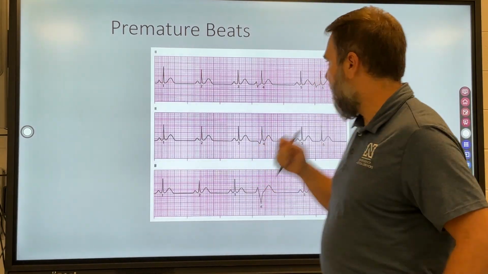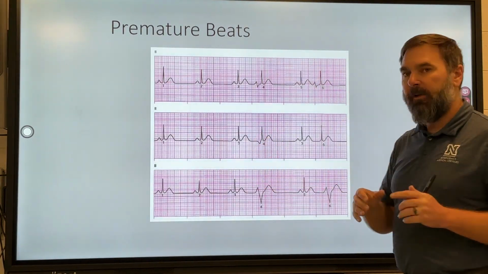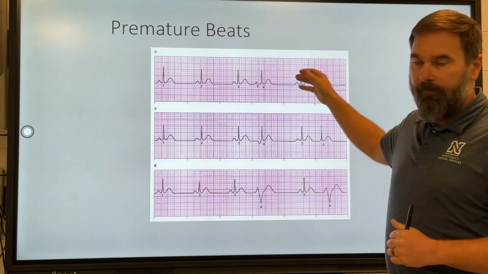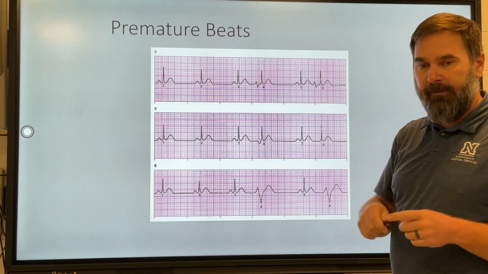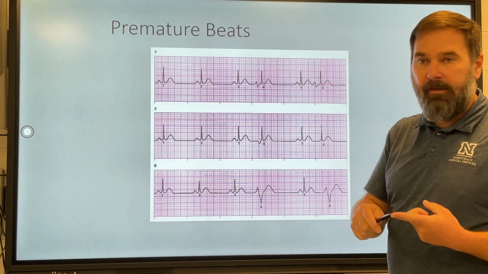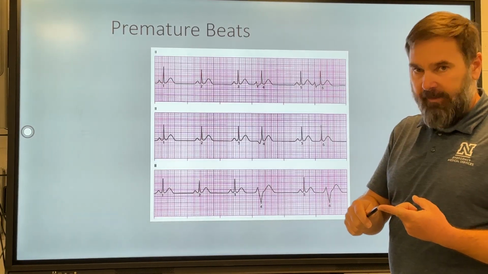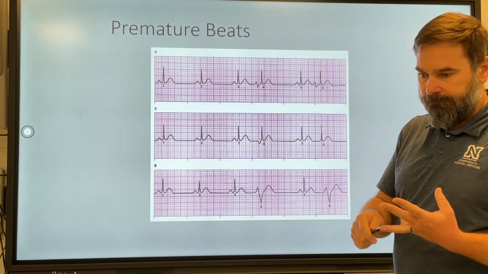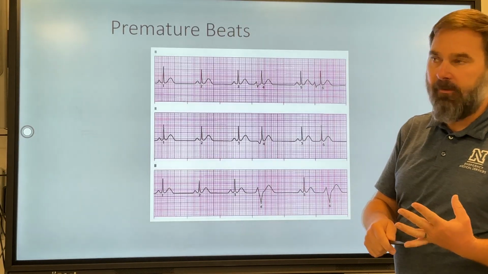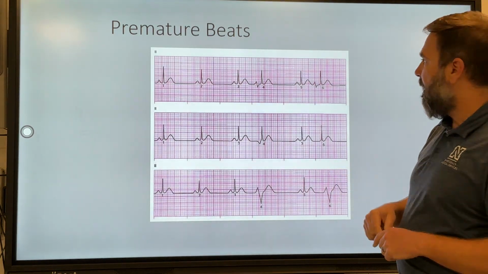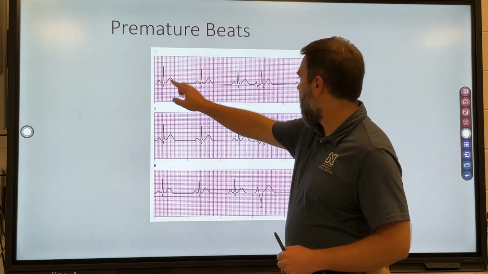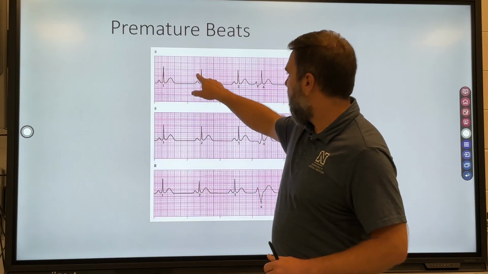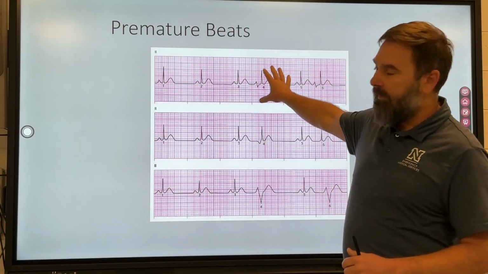With these premature beats, when you go for rhythm interpretation, you want to look at the overall presentation of the rhythm. We need to determine: is the rhythm regular? What is the rate? Do we have P waves? Do we have QRS complexes, etc.? In this case, we're going to look at a number of these complexes, look at this top one. Overall, the rhythm is irregular.